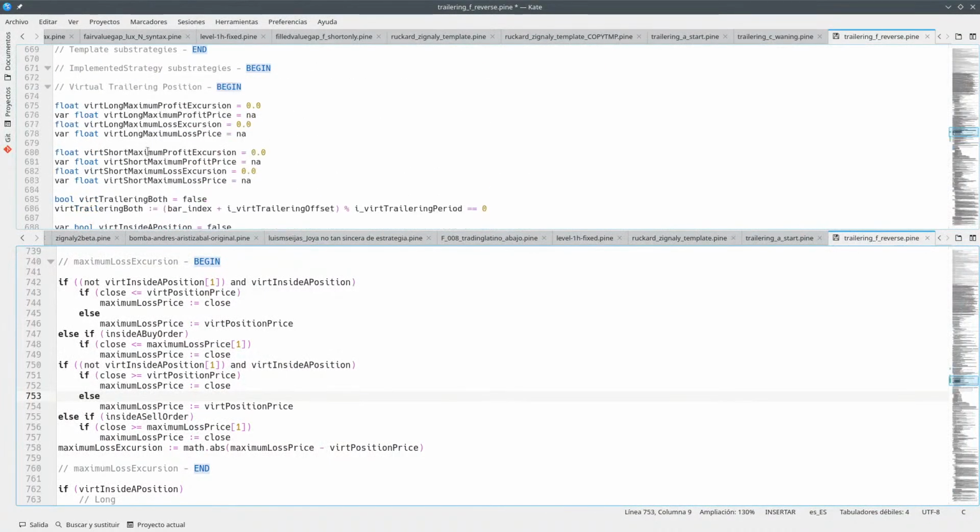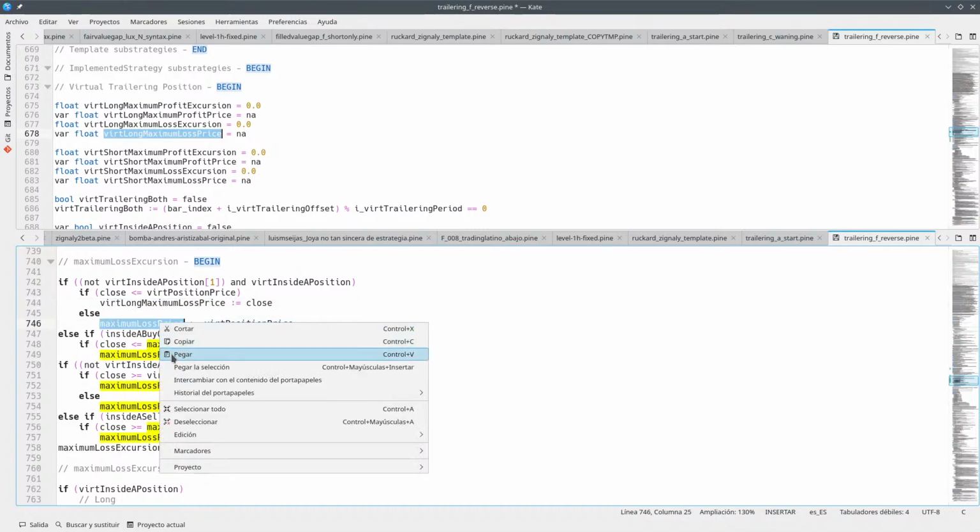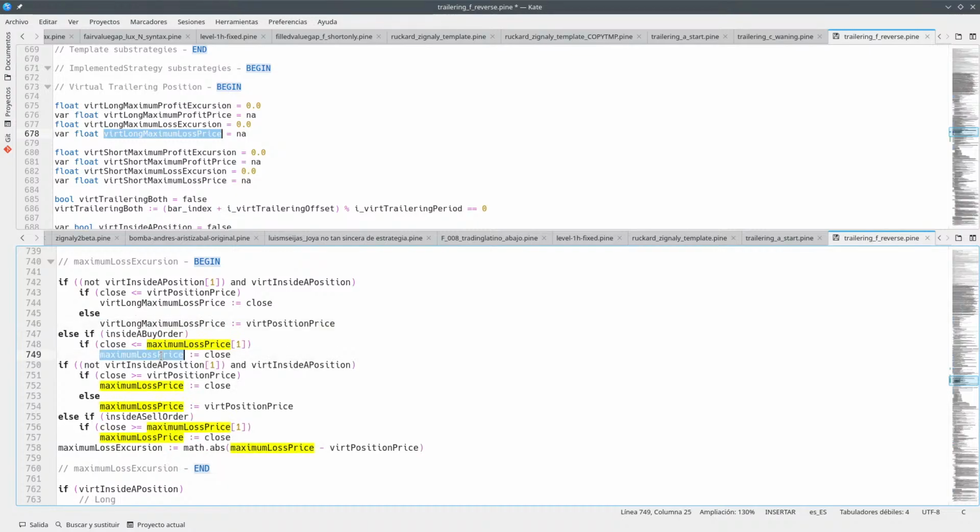So this should be maximum loss excursion price. Maximum loss price. So this is a long. This is a long. Also a long.